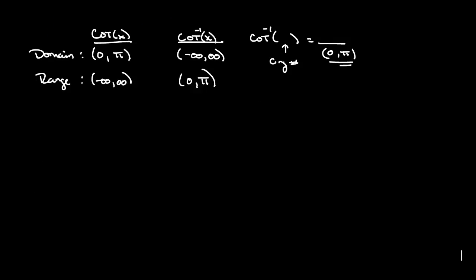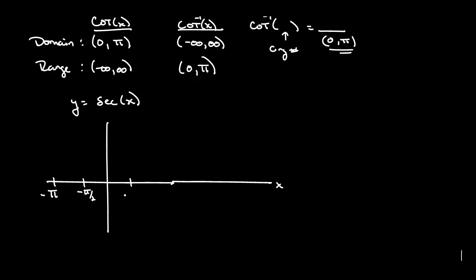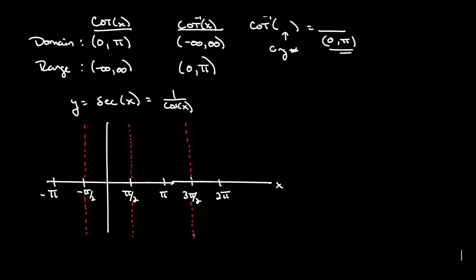Well, when we work with secant and cosecant, let's talk about the picture here, the graph for secant. So secant is the reciprocal of cosine. So whenever cosine is 0, secant's not defined. And we know cosine is 0 at pi over 2, at negative pi over 2, at 3 pi over 2, and so on and so forth.